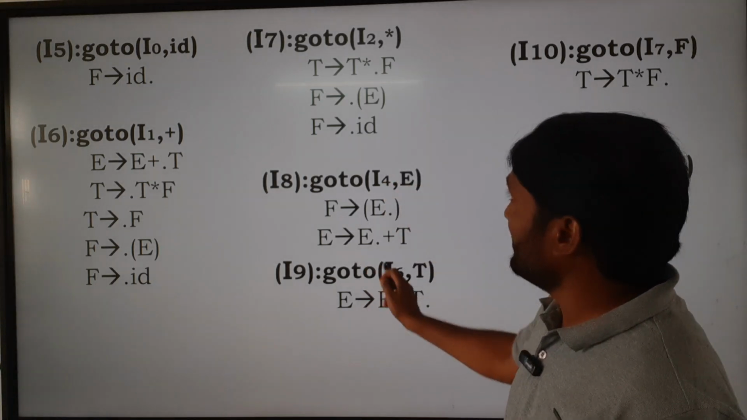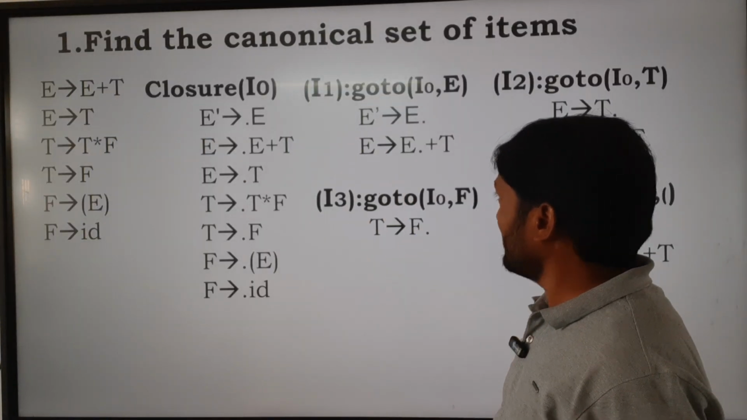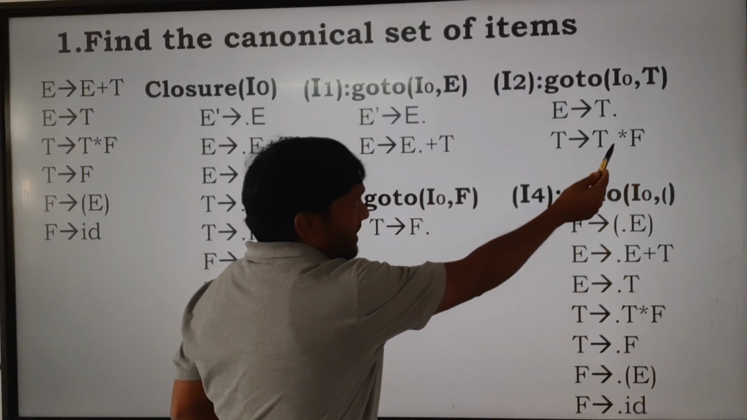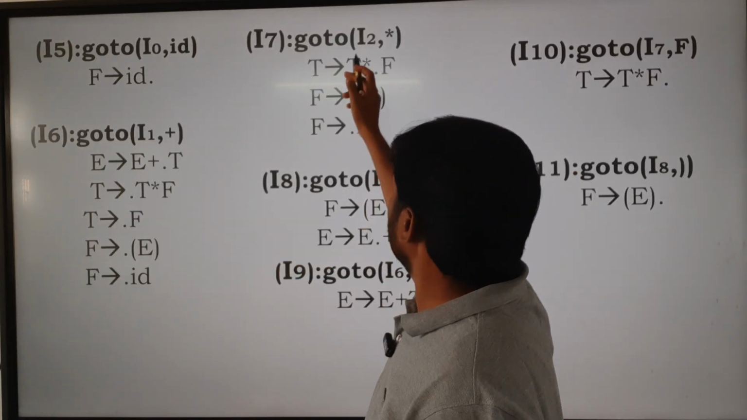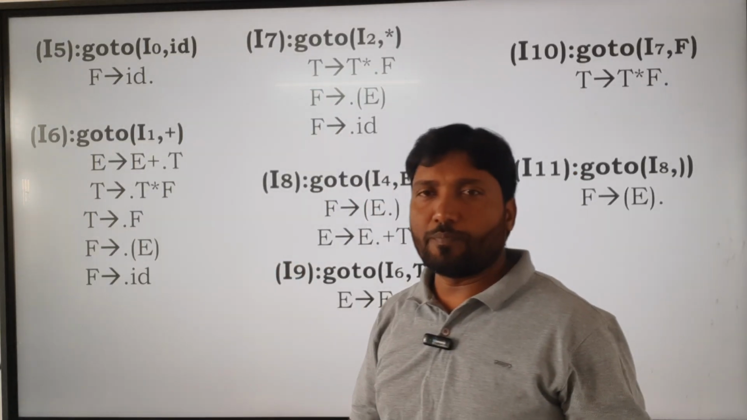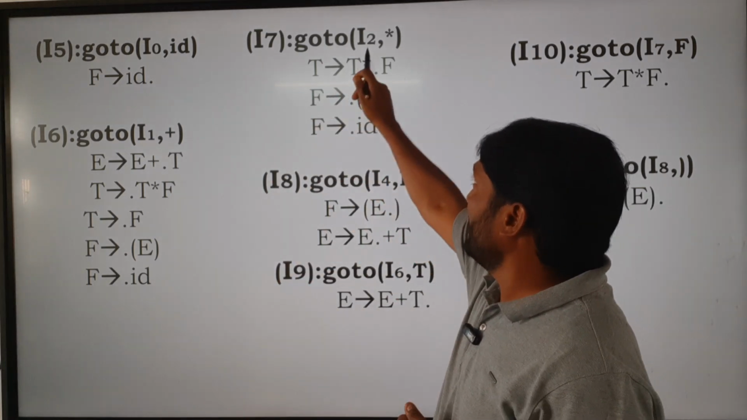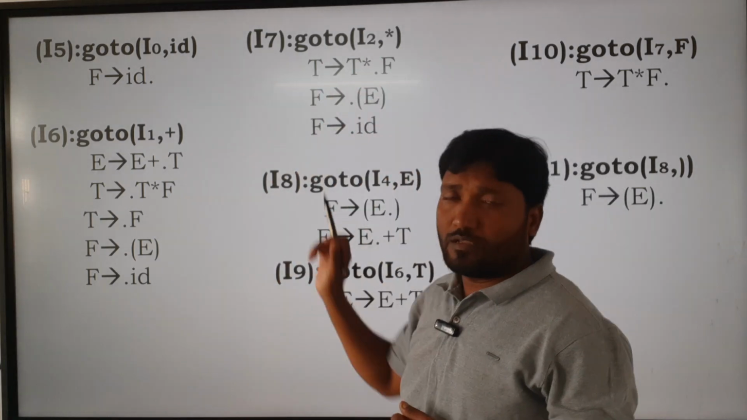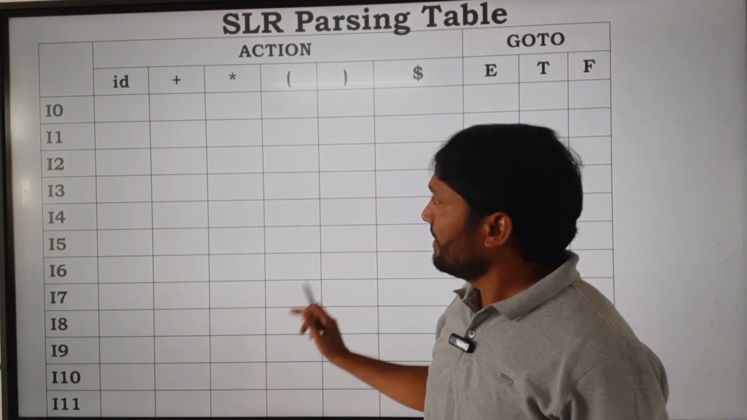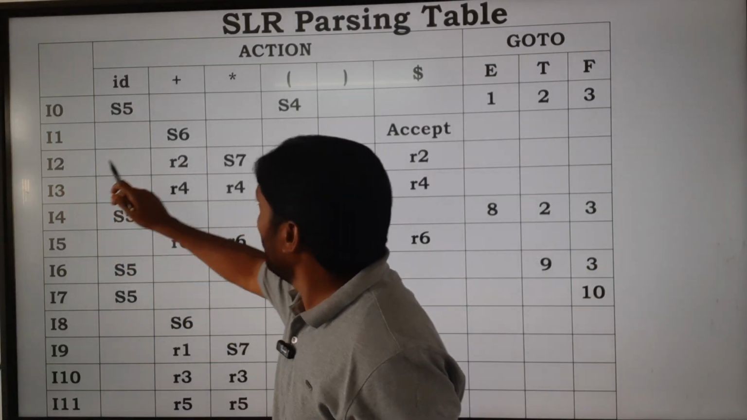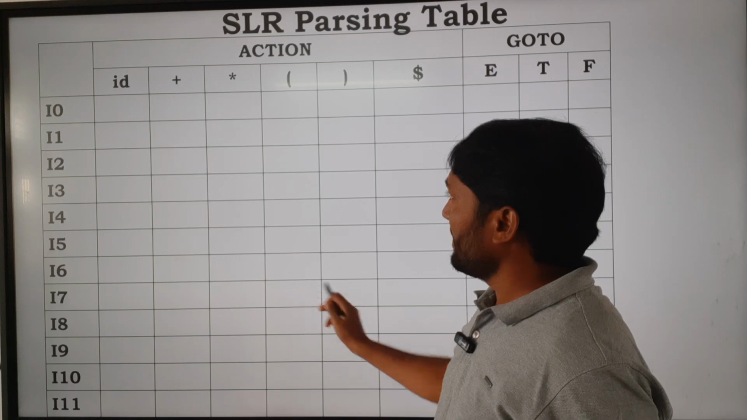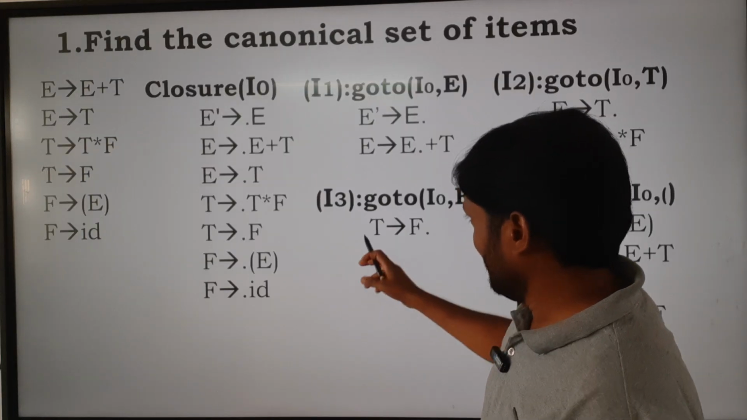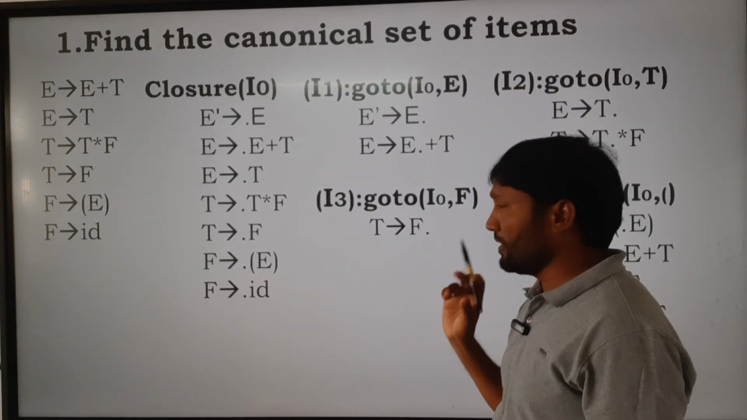Next one comes here. I1 is over, so I2. In I2 there is a star. So 2 comma star ends in I7. That means now we have to fill the table: 2 comma star can be filled with S7. Similarly, now I2 is over, so come to I3. After that there are no symbols.